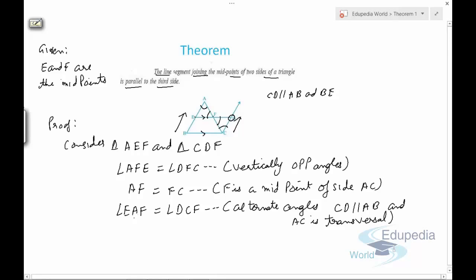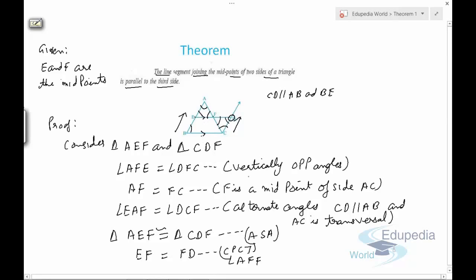So we have three conditions. So we can say that triangle AEF is congruent to triangle CDF by ASA. Now, by CPCT, EF is equal to FD. Also, angle AEF, meaning this angle, is equal to this angle, or we can say that angle AEF is equal to angle ABC. Why are they equal? Because these two lines are parallel. Now we can say that EF equals FD by CPCT.